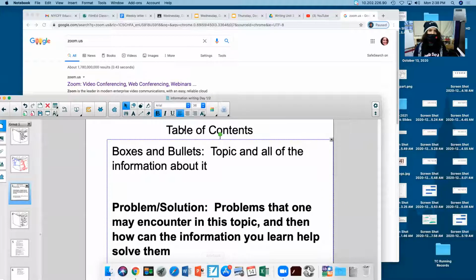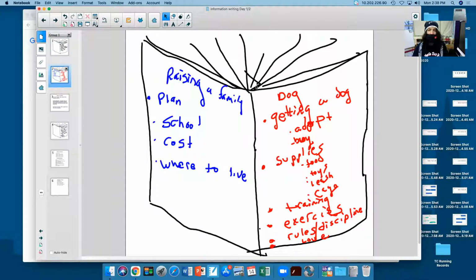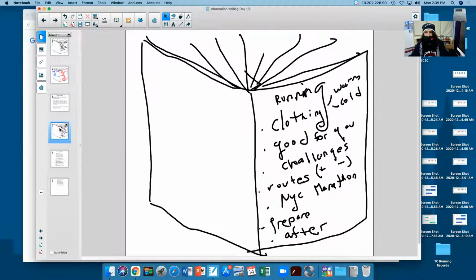So let's just go back while I'm getting ready to share my screen here and review a little bit of what I think you guys have done so far this week. I think you made a list of the things that you think you know a lot about. And then I think you took one of those things and you developed some ideas that you think you know about that topic. So I know a lot about dogs, and this is all the stuff I'm going to say about it. I know a lot about raising a family. These are all the things I think I know a lot about. I know a lot about running, and these are the things I think I know about running.